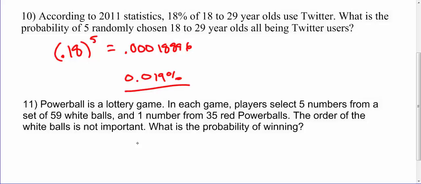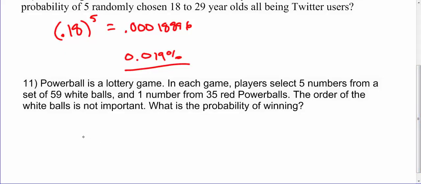All right, Powerball. Hey, you guys had a problem just like this on the homework. I'm going to work through this one kind of quickly because it's very much like the example that you can actually see from page 613. We have exactly one possibility that's a winner, and it's 1 over 59C5. 59C5 represents choosing 5 of the 59 white balls.